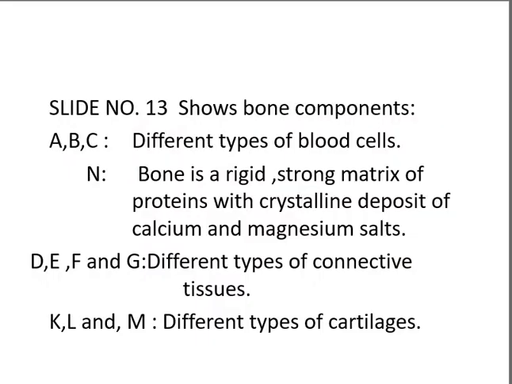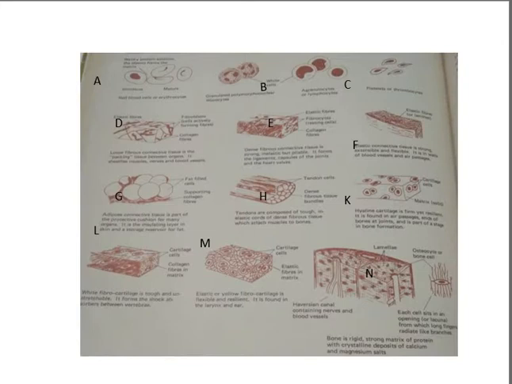Dear students, slide number 13, which is after this slide, shows bone components. A, B, C show different types of blood cells. N shows bone as a rigid strong matrix of protein with crystalline deposits of calcium and magnesium salts. D, E, F and G show different types of connective tissues. K, L and M show different types of cartilage. So this is slide number 13, and the different types of bone tissues have been described right now.